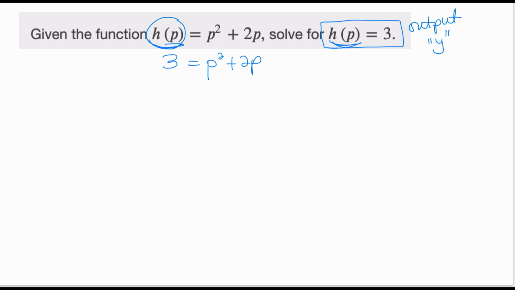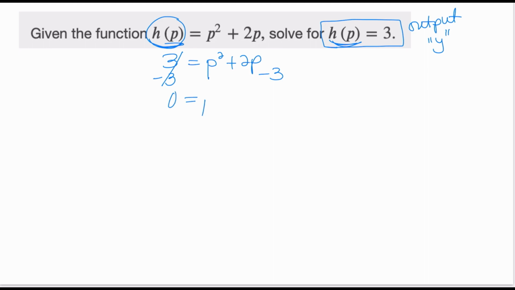So now what I have on my screen is 3 equals p squared plus 2p. I can tell that this is a quadratic, and I'm going to try to solve this by factoring if possible. So 0 equals p squared plus 2p minus 3. We're looking for something that multiplies to give me negative 3 and adds to give me positive 2, and that's going to be positive 3 times a negative 1.